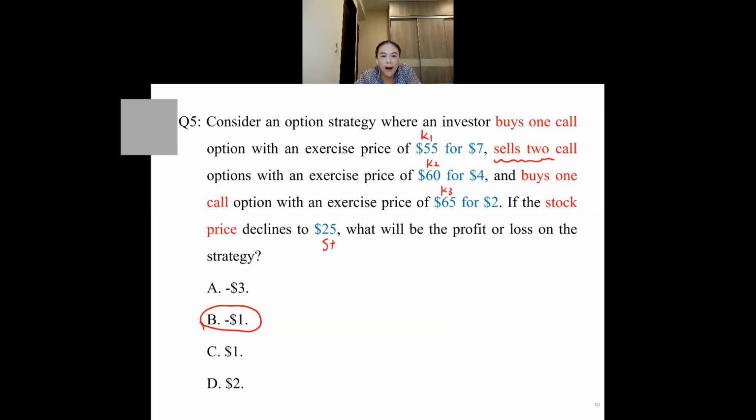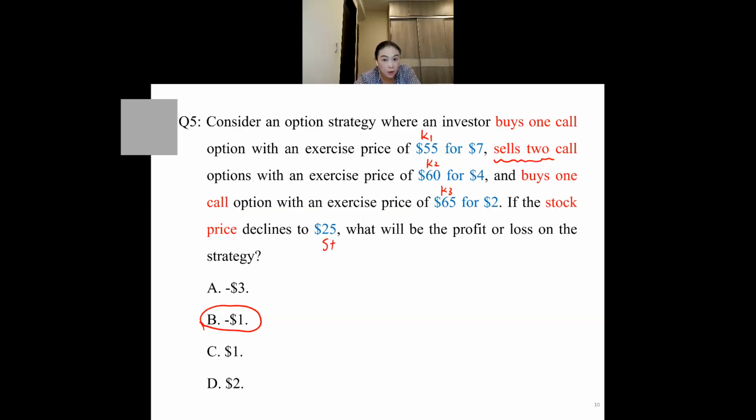Question 5, consider an option strategy where an investor buys a call option with an exercise price of 55 for $7. So it should be buy a call. Buy a call with a lower K1 of 55 for $7. That's the premium. Then short two calls with an exercise price of $60 for $4.